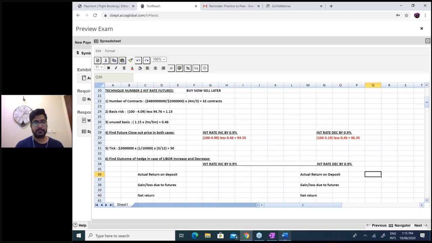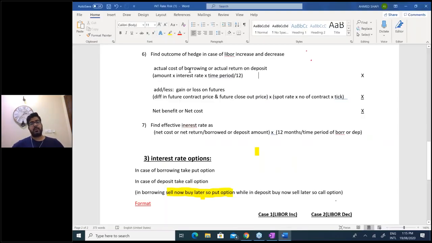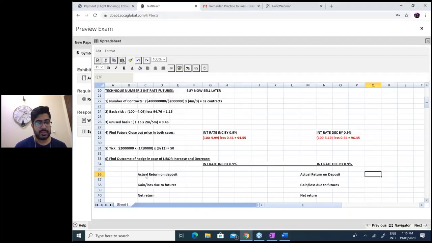You can check the format. It's actual cost of borrowing or actual return on deposit, add or less gain or loss due to futures. The formulas are given. You get the net cost of return. It's a deposit case, so net return. Okay. Now you need to pay attention to 6 steps. The first step is very easy. Actual return on deposit. What is the formula?